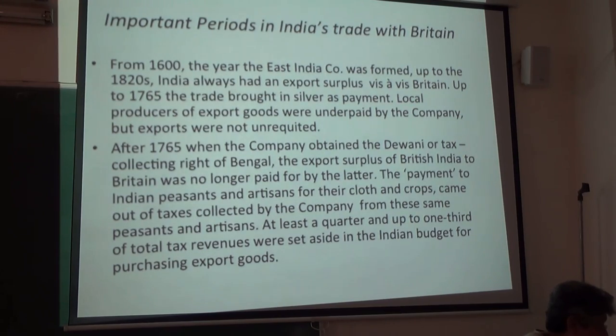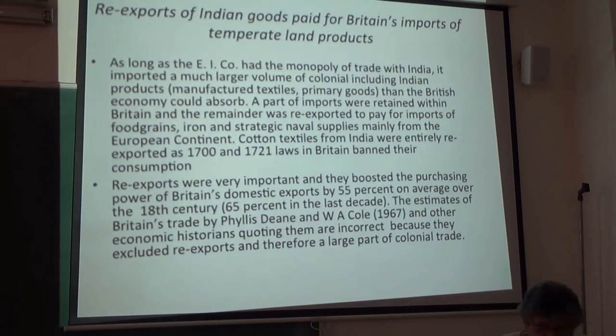At least a quarter and up to one-third of tax revenues were set aside in the Indian budget for purchasing export goods. Now the main reason I'm running through this is because the same system continues in a more complex form, even in the 20th, up to the 20th century.